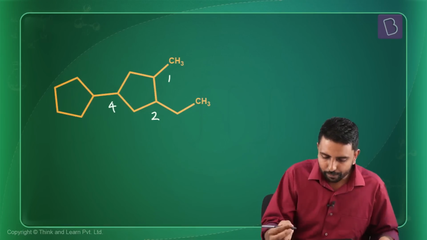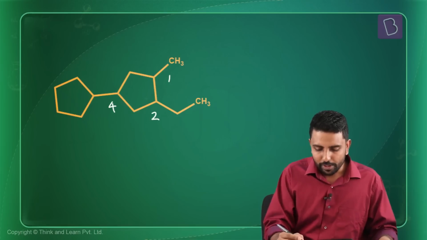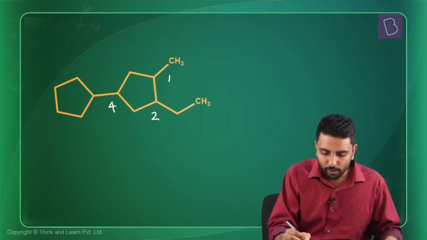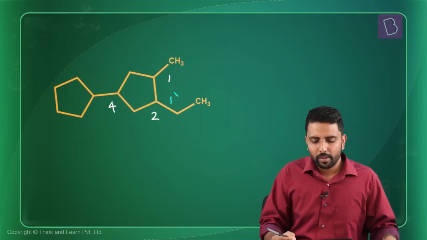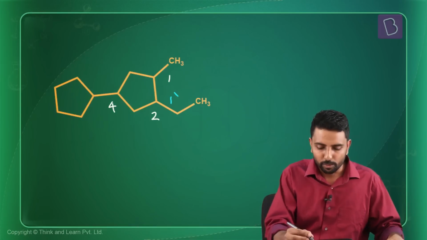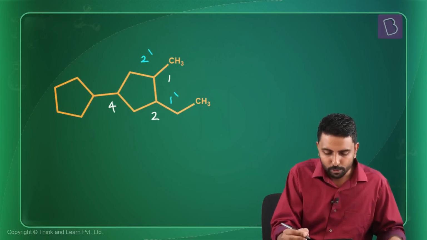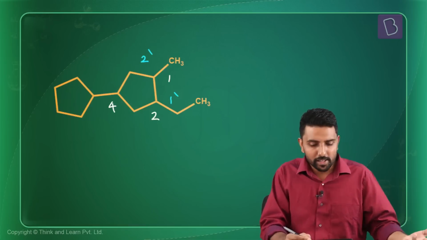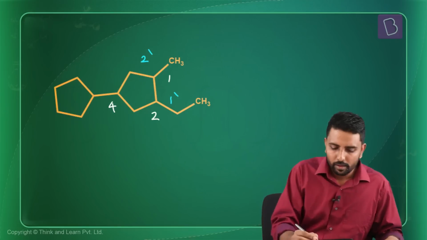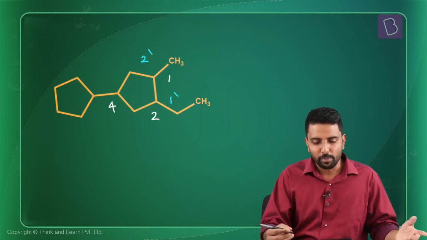What about the other way? So the other way would start with the carbon bearing the ethyl group. That could have the numbering, and the next carbon, of course, is going to be the carbon bearing the methyl group. So that is going to be carbon number 2. And the last carbon, which of course is connected to the cyclopentyl ring, that is going to once again get the number 4.